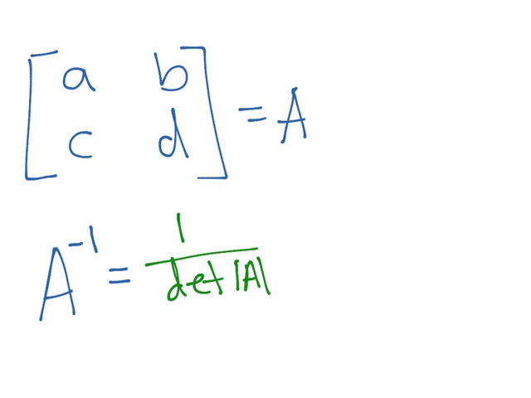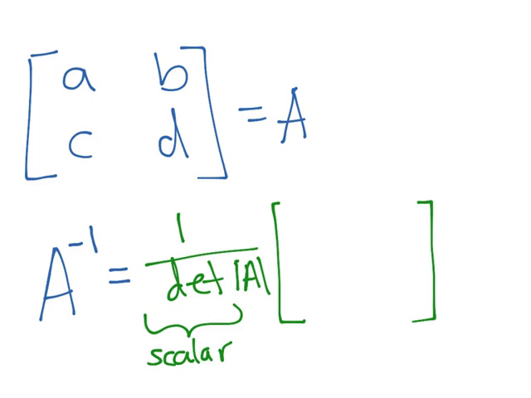and then that times the following matrix. So this is going to be a scalar. We know how to multiply a scalar times a matrix, so that should be pretty easy. And the matrix that we will multiply that by is D, negative B, negative C, A.